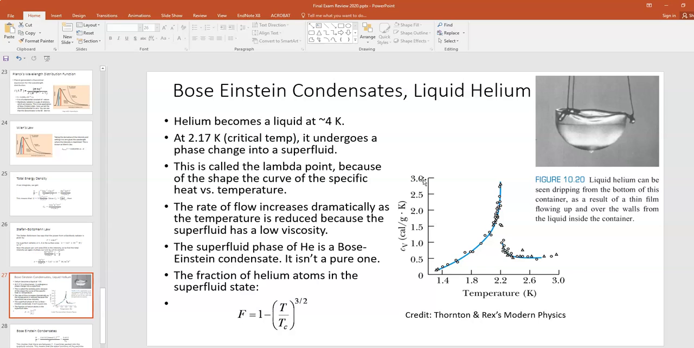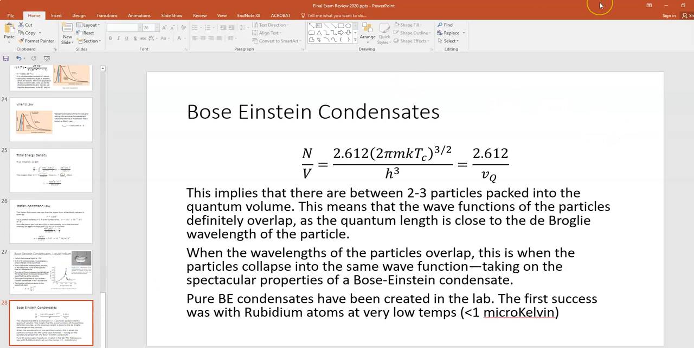Another neat expression that we learned was the London equation. The London equation gives the fraction of helium atoms in that superfluid state given the temperature. So f, the fraction, is equal to 1 minus T over the critical temperature, T sub C, to the 3/2 power.